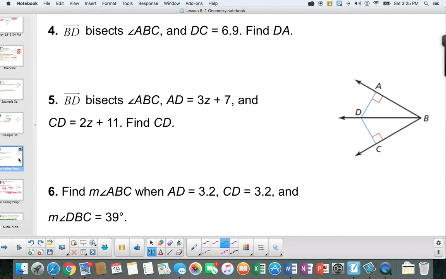Okay, here's some problems for you to practice. Go ahead and stop the screencast and see what you can do.